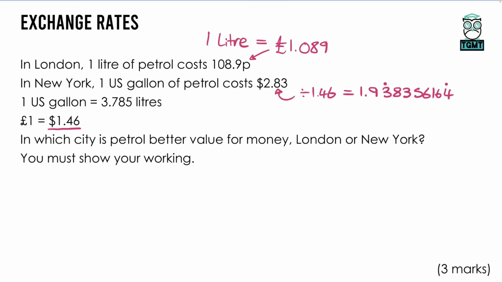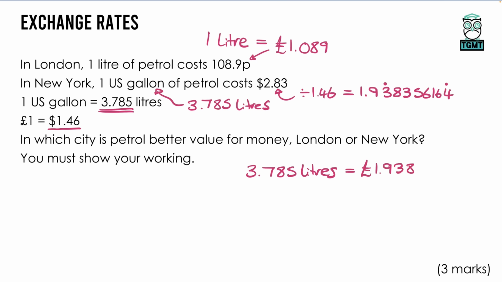Now also, we've been told that this is 1 gallon. So if we want to turn that into litres, what we've been told here is that 1 gallon is 3.785 litres. Now we want to compare this as 1 litre. So we have 3.785 litres, which is equal to this £1.93 with the 8356164 number, which I am just going to leave on my calculator because that's really awkward to type back in.